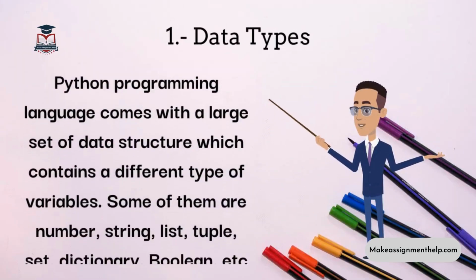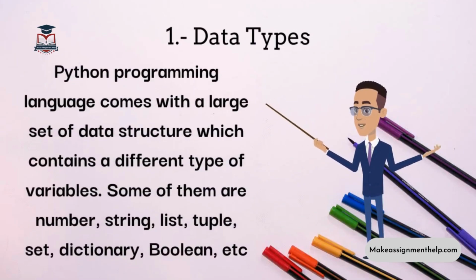Python programming language comes with a large set of data structures which contain different types of variables. Some of them are number, string, list, tuple, set, dictionary, boolean.